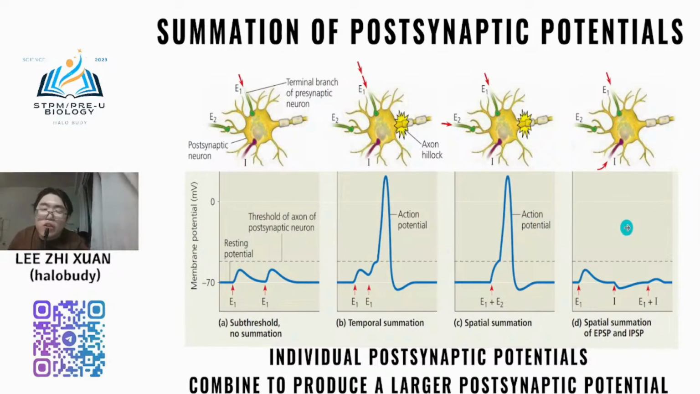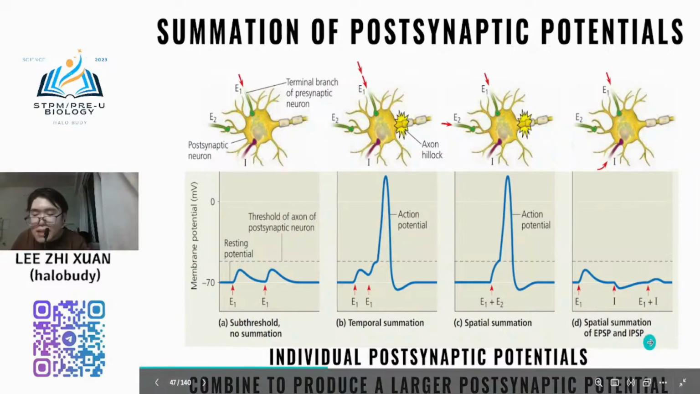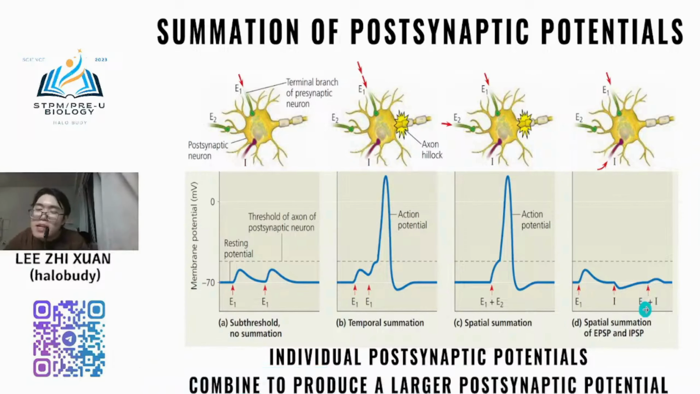The final one is summation involving IPSP. When it involves IPSP, you know that IPSP inhibits the action potential. So once it is involved, although you have EPSP here, since there is IPSP at another part, it will inhibit the trigger.